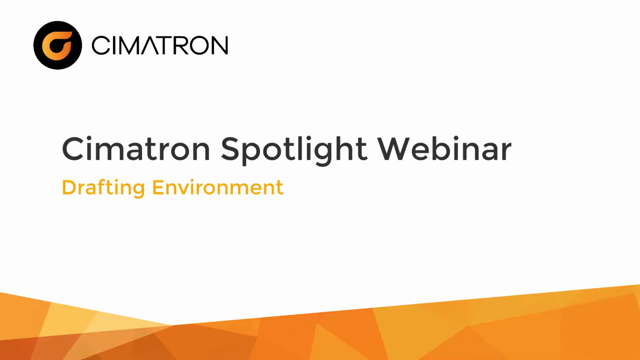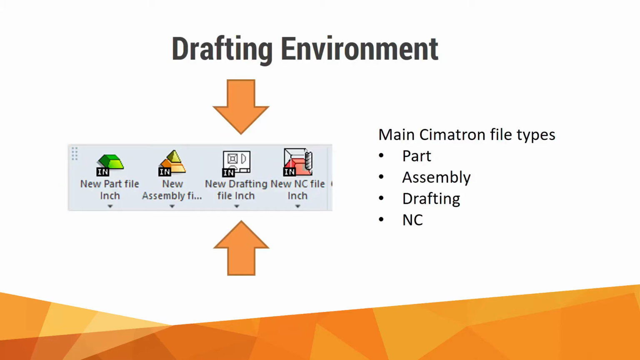Well, today we want to give the drafting environment a little attention. Drafting, of course, is one of the four main modules of Cimatron, along with parts, assemblies, and NC files. It is the documentation arm of the product, not really used for creating new geometry, but ideal for describing it. And while not everyone makes full detailed drawings anymore, drafting still does have a very important niche to fill in our industry.